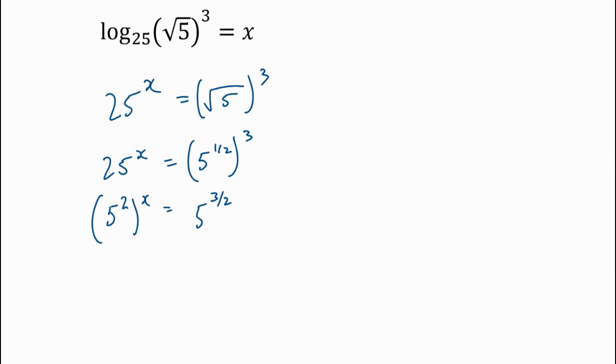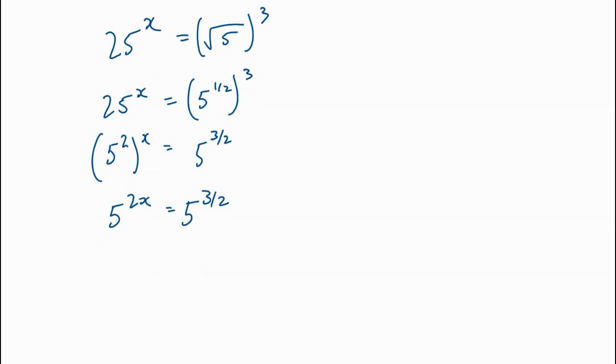Some people are going to struggle with the fraction math probably a little bit in these kinds of questions. So 5 to the 2x equals 5 to the 3 over 2. Again, I'm getting ahead of myself here. Therefore, 2x equals 3 over 2. Divide both sides by 2, and x is 3 over 4.